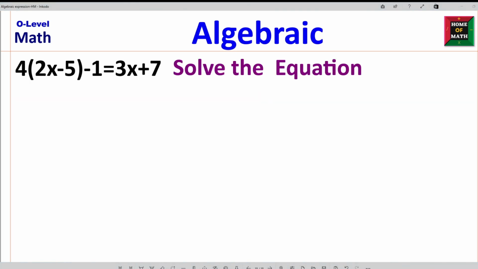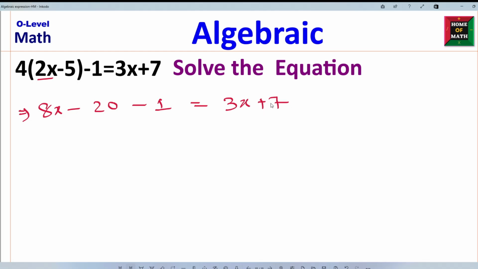Here is another simple equation. We try to solve it. Here is 4 into (2x minus 5) minus 1 equals 3x plus 7. So what can we do? We can write, here is 2x, so 8x minus 20, we just multiply by 4, 2x minus 5, and here is minus 1, and here is equal to 3x plus 7.